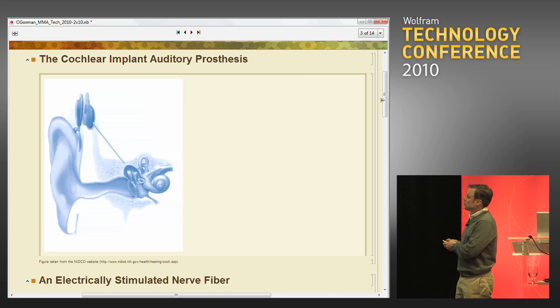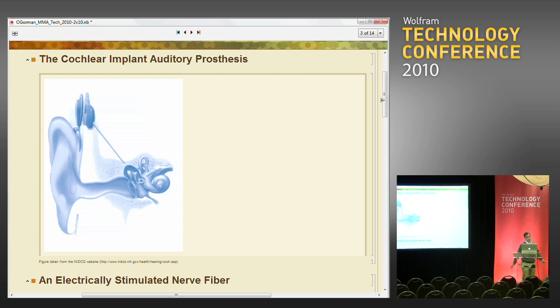The way this device works is there's an external microphone that collects sound, and this microphone signal is wirelessly transmitted through the surface of the skin into an implanted electronic device that figures out how to stimulate a series of electrodes, and these electrodes artificially excite the auditory nerve fibers, causing them to produce these electrochemical impulses that the brain can interpret as sound.